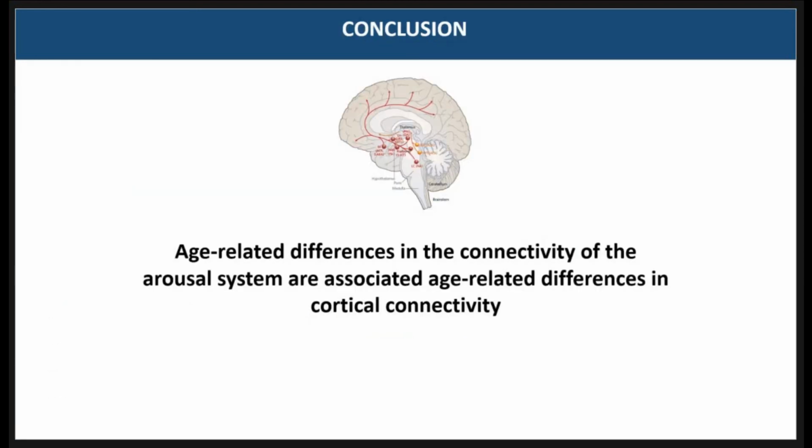Based on our results, we can conclude that age-related differences in the connectivity of the arousal system, which is probably caused by disruptions in the neurotransmitter systems, are associated with age-related differences in cortical connectivity.